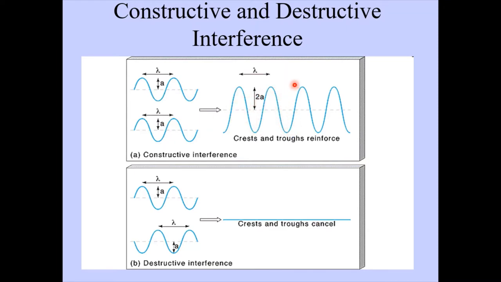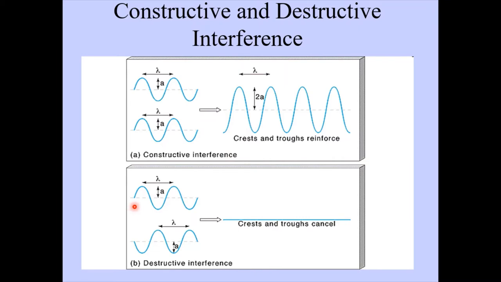So if this was a sound wave, we would basically have a louder sound right here as a result of this constructive interference. So we say that these two waves are interfering with each other constructively to produce a stronger wave.